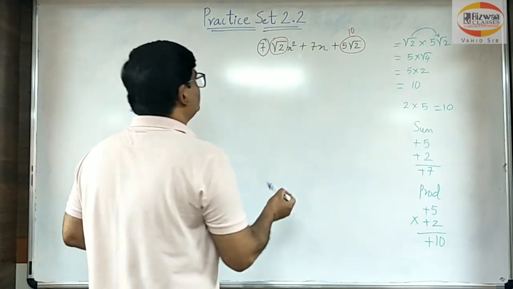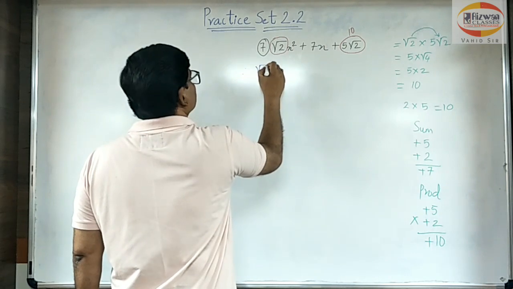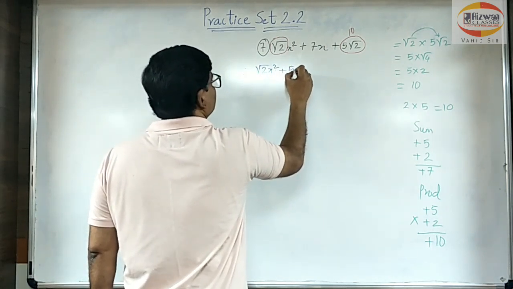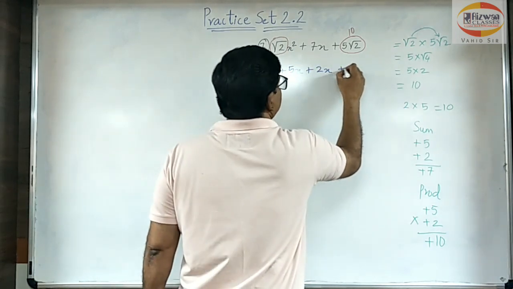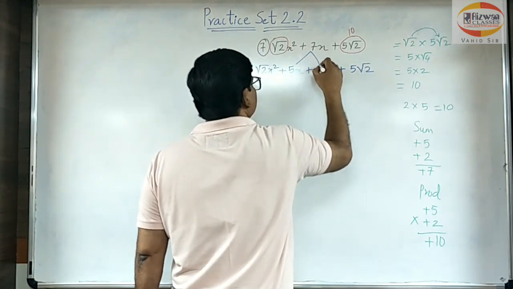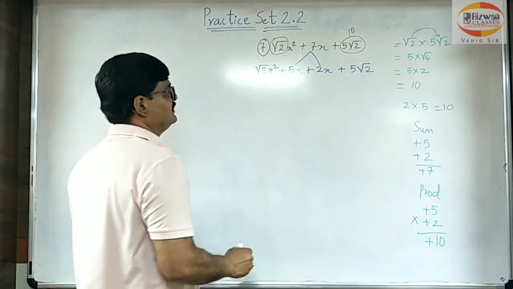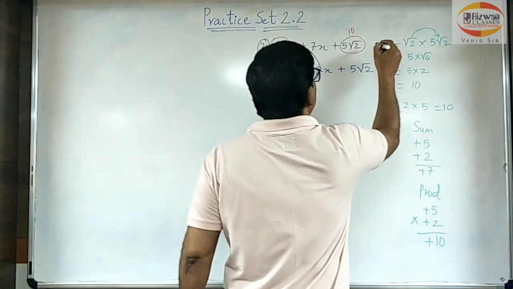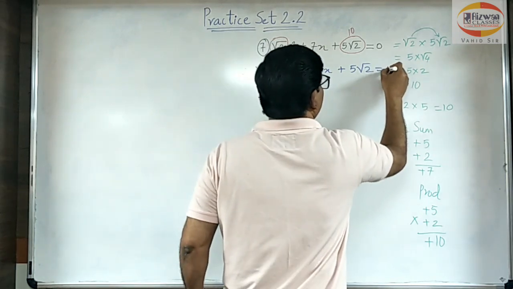Now I write down these factors: root 2x square plus 5x plus 2x plus 5 root 2 equal to 0. Here the 7 has been written as 5 plus 2, and the first term and the last term I wrote as they are. I forgot to write equal to 0 earlier.